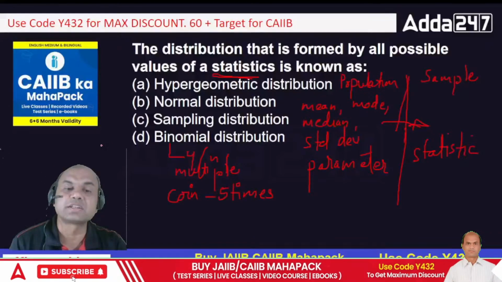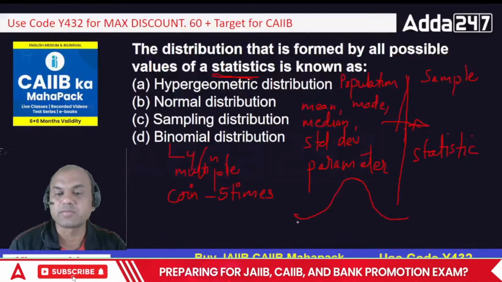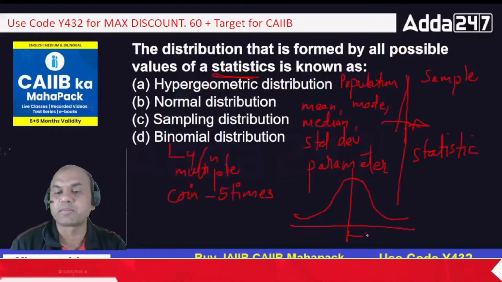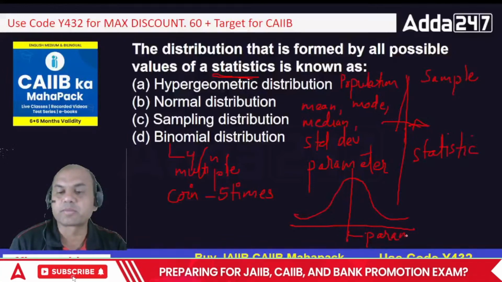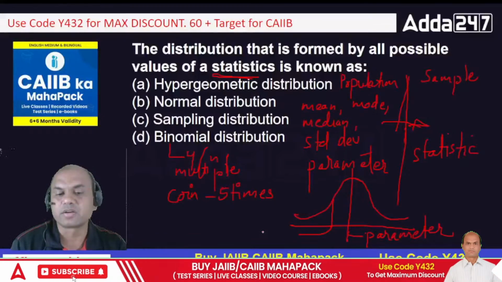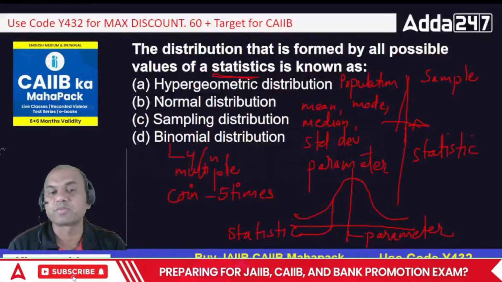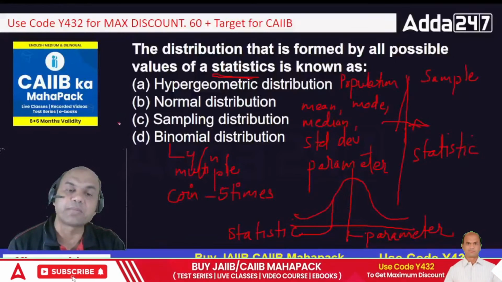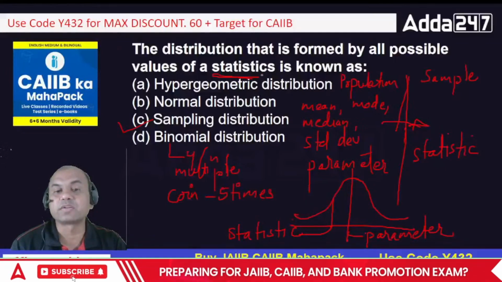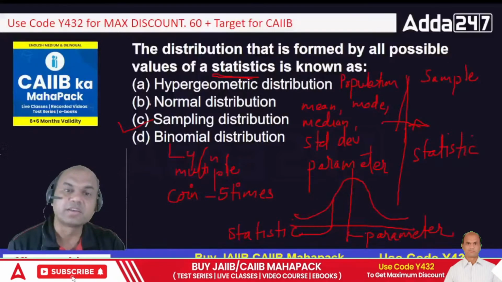Normal distribution means the bell curve, a very important curve in statistics. This center is the population, known as parameter. The other part, generally on this side or this side, is known as statistic. Always remember this. So what is the answer? The answer is sampling distribution. All that is formed of all possible values of statistics is called sampling distribution, because statistics relates to sample, isn't it?